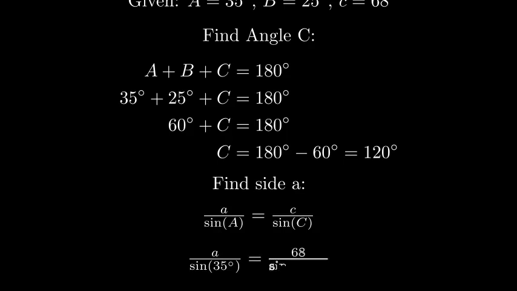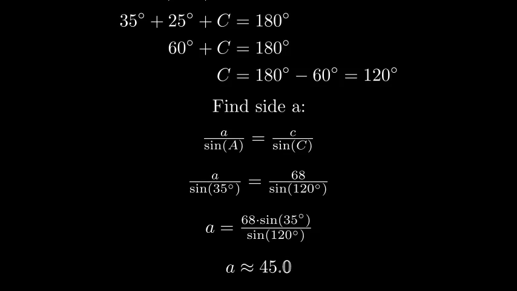A over sine of 35 degrees equals 68 over sine of 120 degrees. Solving for A, we multiply 68 by the sine of 35 degrees and divide by the sine of 120 degrees. This gives us approximately 45.0.